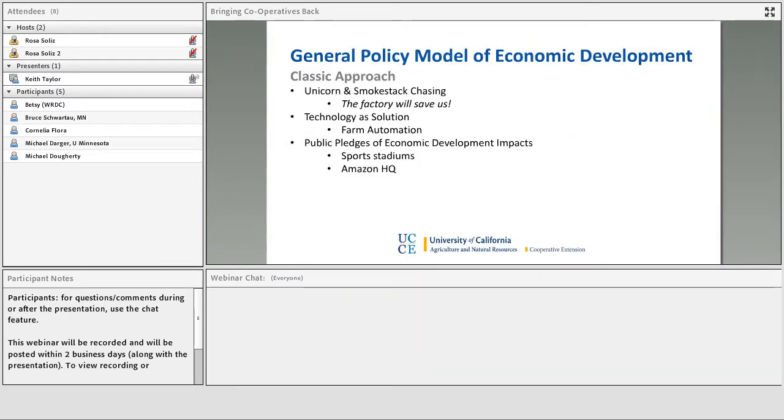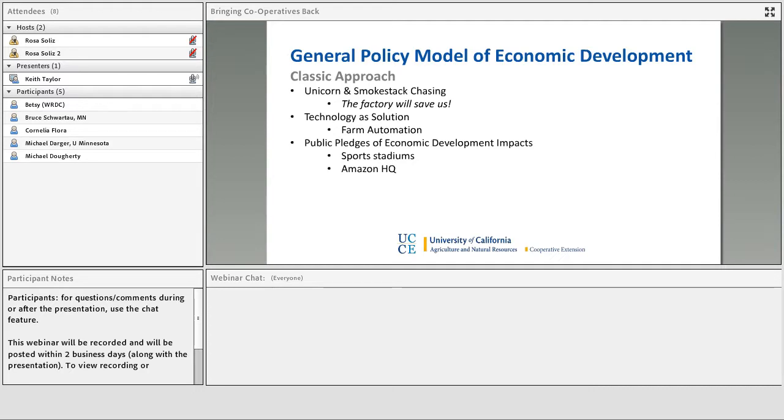The classic approach has these general features. You could call it smokestack chasing, but also in Silicon Valley, they call it unicorn chasing. The idea is we're out there looking for unicorns, and rarely do you actually find one. But if you do, then that's an amazing thing. So you have your hopes and aspirations up, but the reality is the payoff in these is rare, if ever.